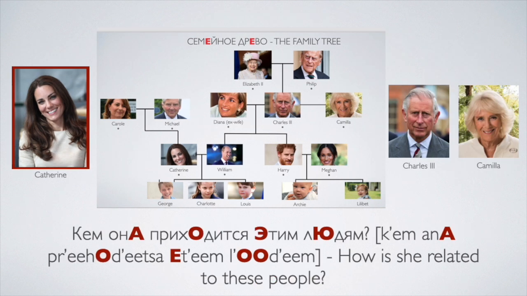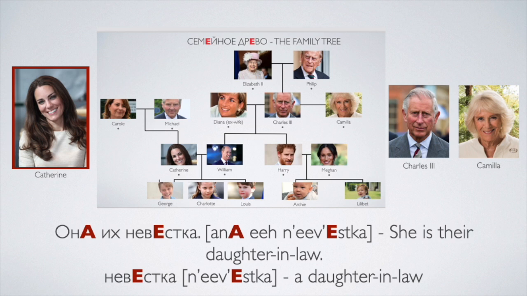Now let's see what William's parents would call Catherine. Кем она приходится этим людям? How is she related to these people? Она их невестка. She's their daughter-in-law. Невестка. Your son's wife is невестка for you.